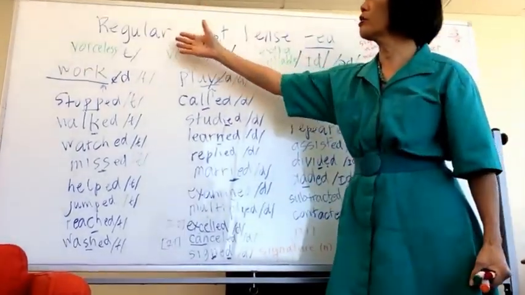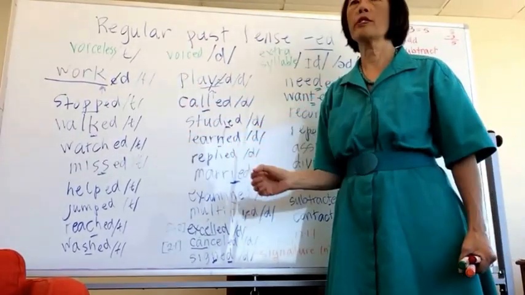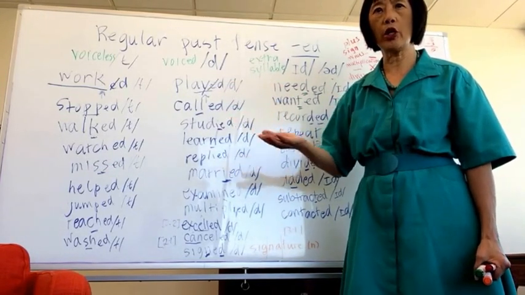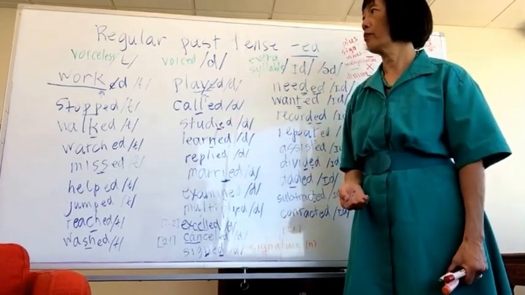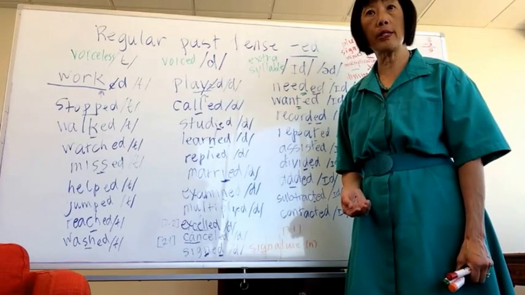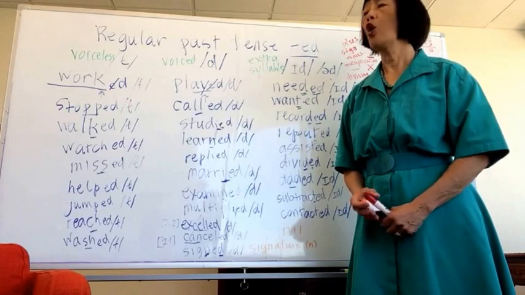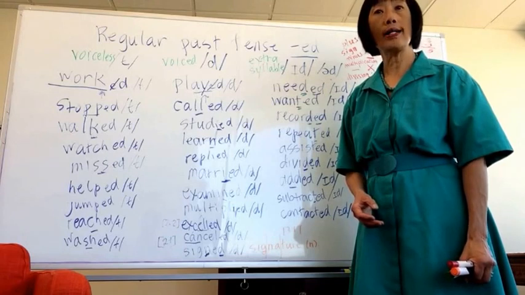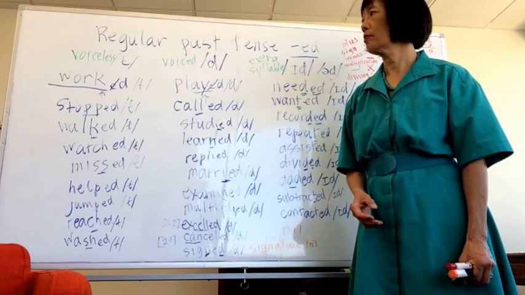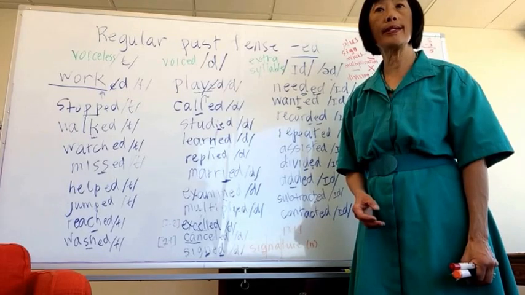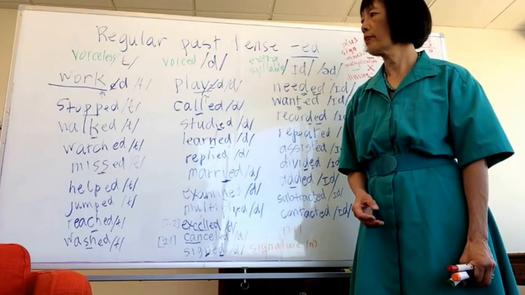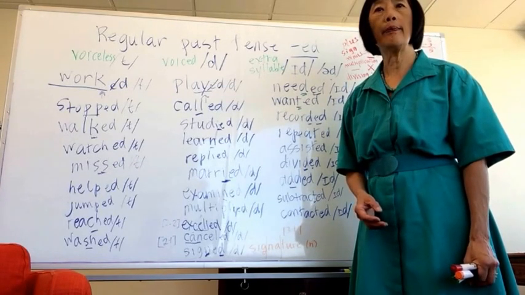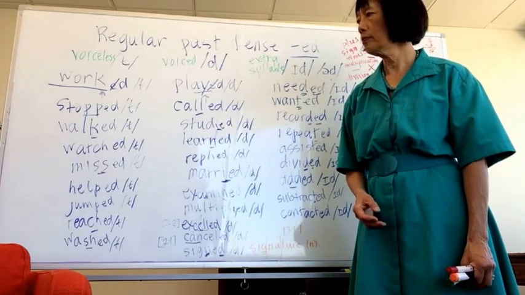Let's go down this way so we practice with its endings. We'll say both the base form and the past form. Okay. Work, worked. Walk, walked. Stop, stopped. Watch, watched. Miss, missed. Help, helped. Jump, jumped.